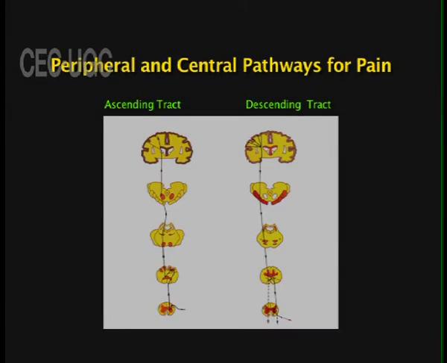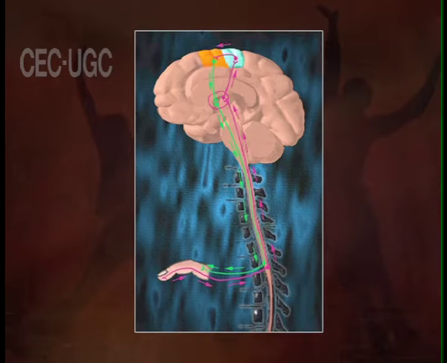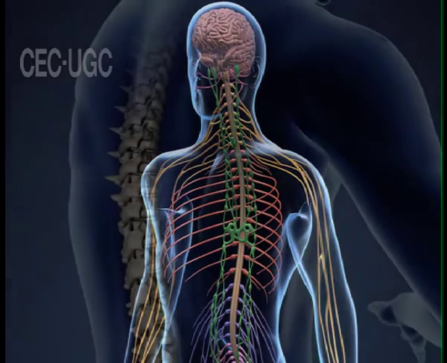In this you can see two different kinds of tracks, the peripheral and central pathways for pain. One is called the ascending track. So, the physiology of normal pain transmission involves some basic concepts that are necessary to understand. These include the concept of transduction of the first order afferent neuron nociceptors.